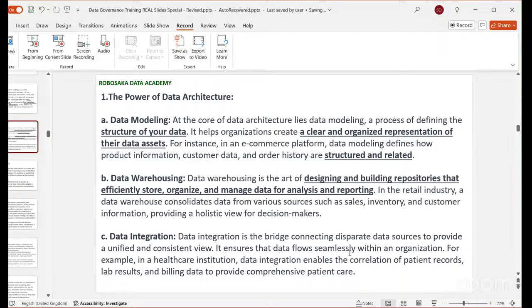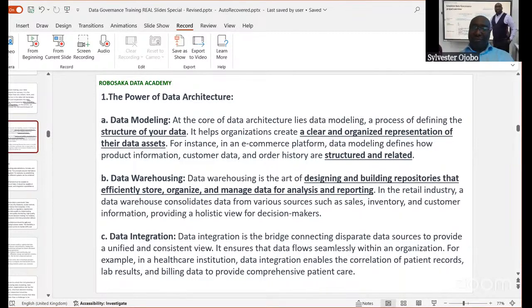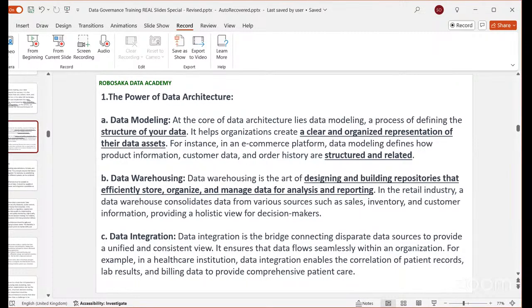The retail industry data warehouse consolidates data from various sources such as sales, inventory, and customer information, providing a holistic view for decision makers. So in other words, they're getting the data from their sales, how much customers have been buying, their inventory books, and their customer information. It will be like any big shop or supermarket. It gets the data from various sources.